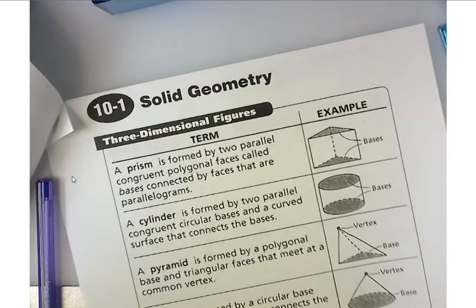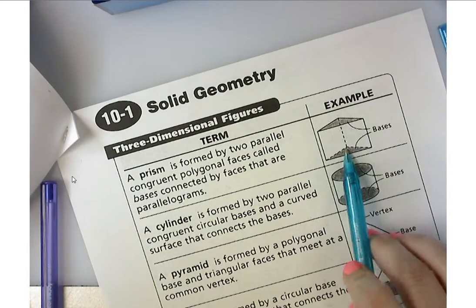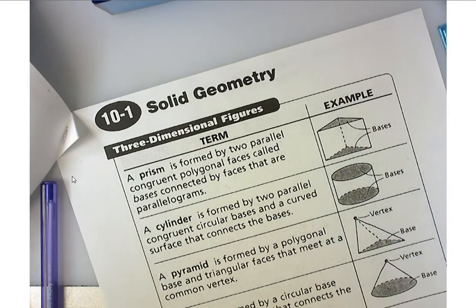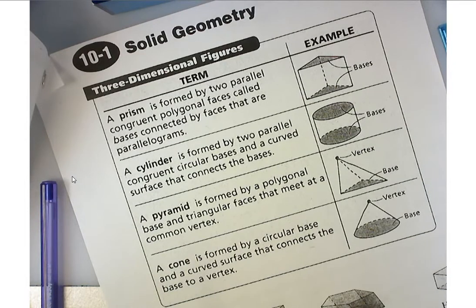Okay, so it'd be 2 parallel congruent bases. So we don't have 2 bases. How many bases do we have? 1. So it's either going to be a pyramid or it's going to be a cone. What's the difference between the pyramid and the cone? Yeah, right. The cone is going to have the rounded sides, and what is your base? A circular base.